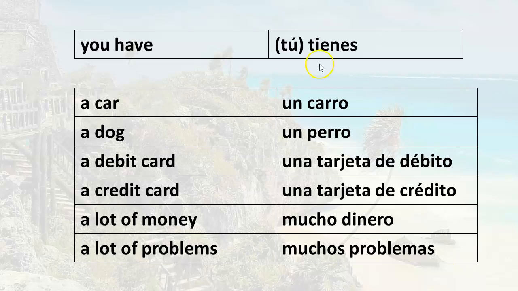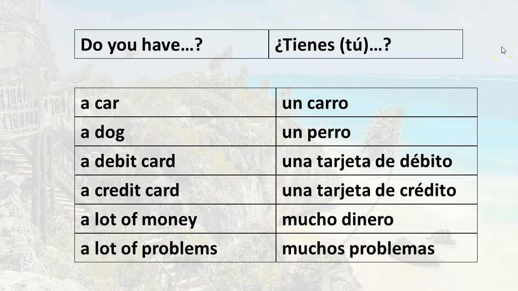Now remember, if you want to ask a question, the verb form comes first and then the subject pronoun, so the question would be, ¿tienes tú? However, we don't say tú because of the ending of the form tienes. It's instantly understood that the subject is tú, so we'll just simply say tienes. When we're asking yes or no questions in Spanish, the intonation rises a little bit towards the end.